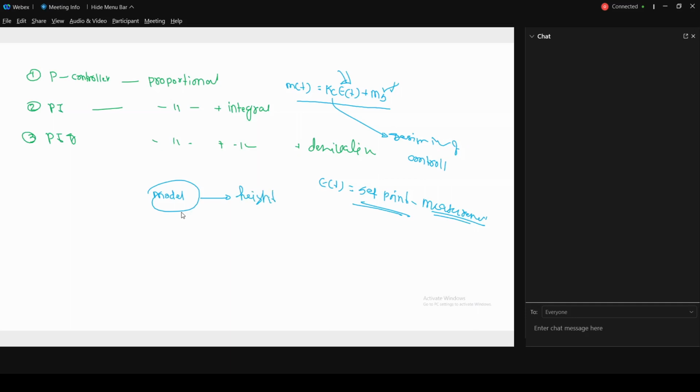That model is dH by dt is equal to Fi minus Fo. If that is the model I'm writing for this simple example, dH by dt is equal to Fi minus Fo. Correct? Then if I solve this differential equation, I get H. So that is what I'm getting from the model. So I got the measurement, and I know the set point, so I can find the epsilon. Once I find epsilon of t, I can get m of t.